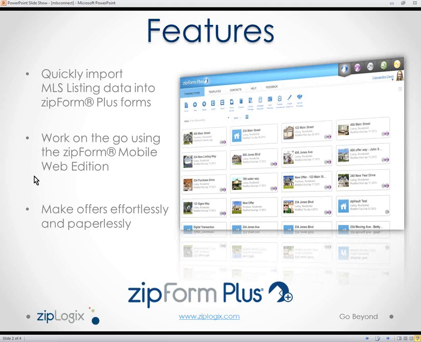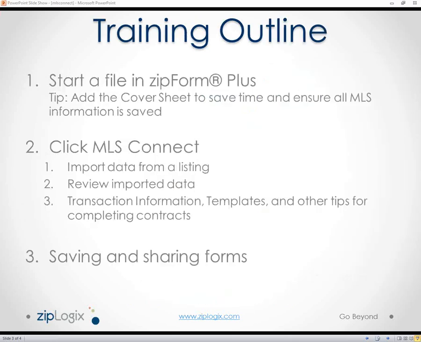That can make it very easy to go through and write an offer on a property while you're there at the property. So we can make offers effortlessly, and we can go through and ensure our offers are accurate by using zipForm MLS Connect. To do so, we are going to go into zipForm Plus. I'm going to open zipForm Plus.